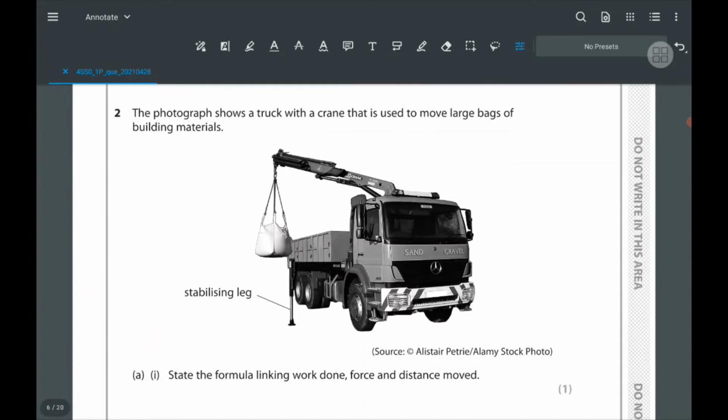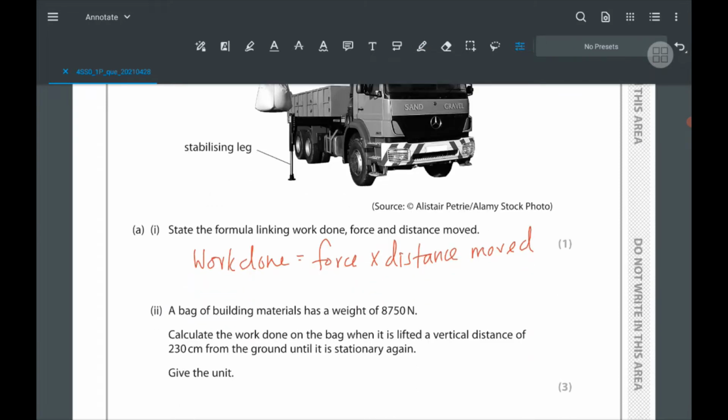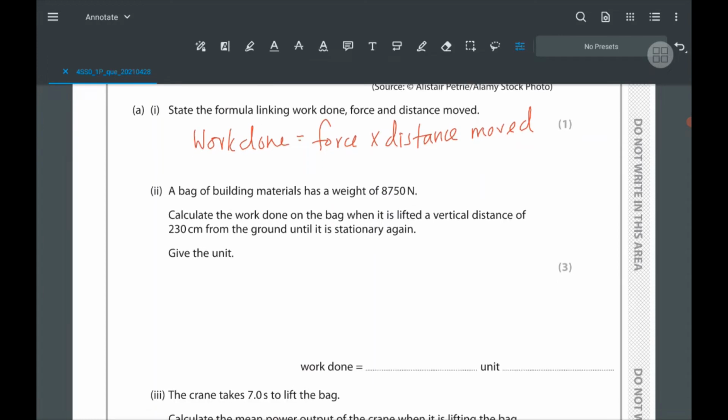Next one, the photograph shows a truck with a crane that is used to move large bags of building materials. As soon as you look at this one, you can think it can be for work done or it can be for moment. Let's see which question it is. State the formula linking work done. Yeah, work done equals force times distance moved. Always remember, this work done formula applies if the force is applied in the same direction and the object is also moved in that same direction. If it is moved perpendicularly, we can't calculate the work done for that specific scenario.